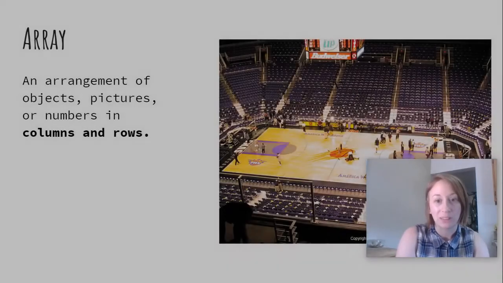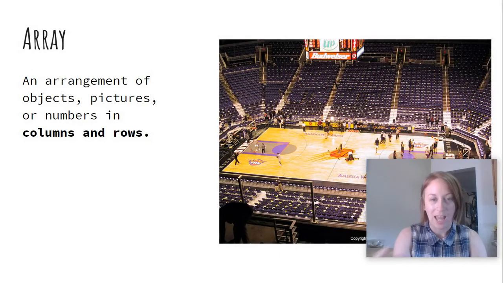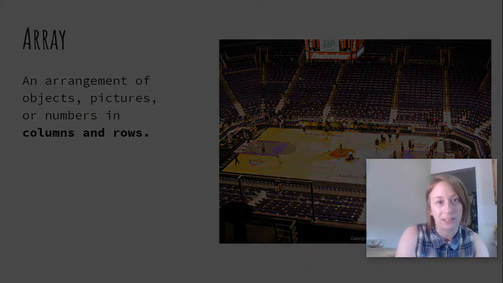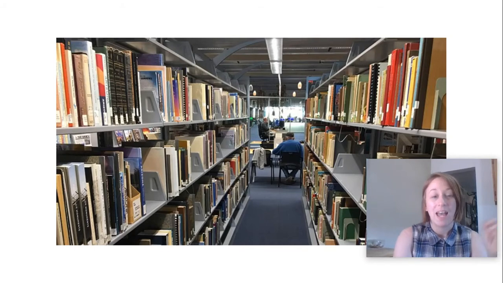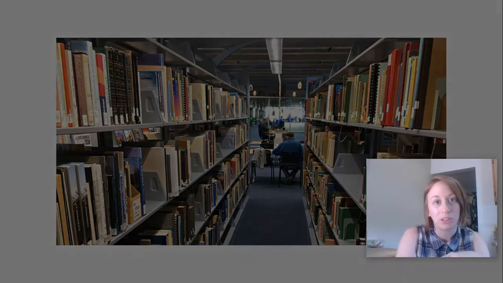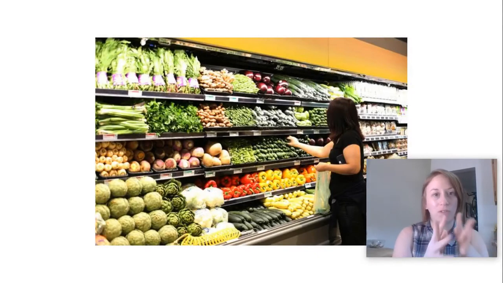One example that I was thinking of was an arena. Has anybody ever been to a sports event, maybe even a Phoenix Suns basketball game? When you go to the arena, you notice that all of the seats are organized into rows and columns. Maybe you've gone to the library recently. All of the books on the bookshelves are organized, that's right, in rows and columns. And even if you've been with your family at the grocery stores, you might have even noticed that all of those delicious veggies and fruits are also organized in rows and columns.